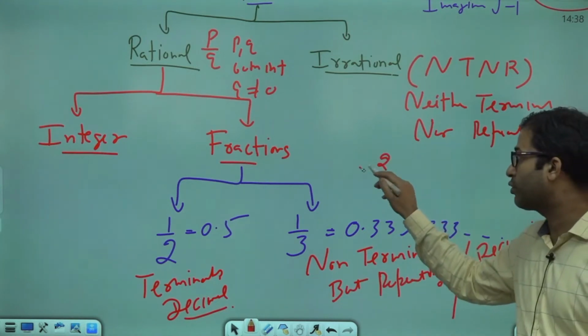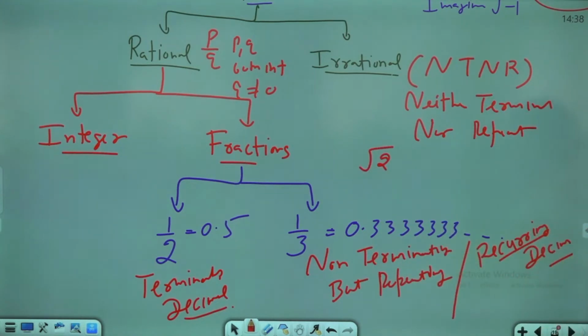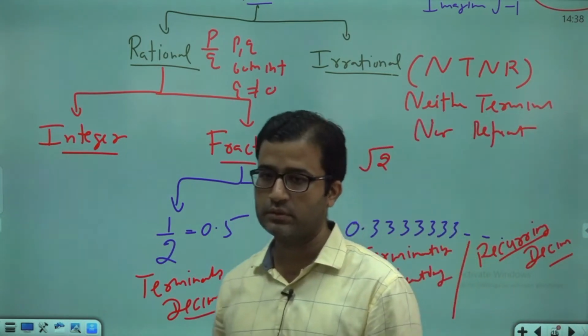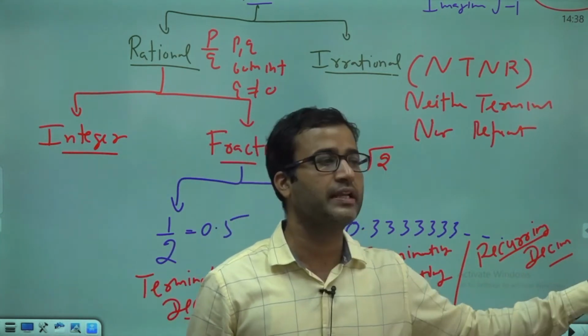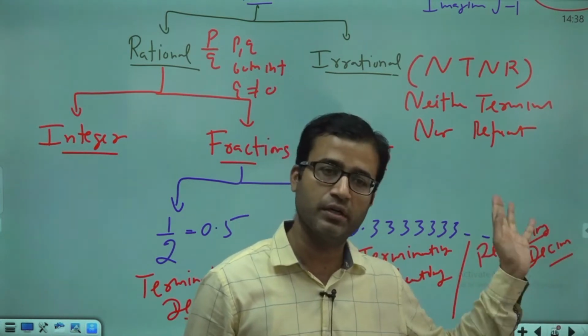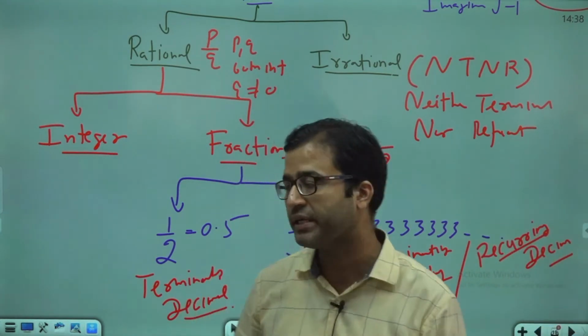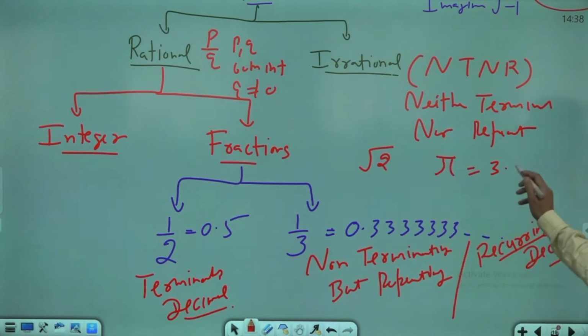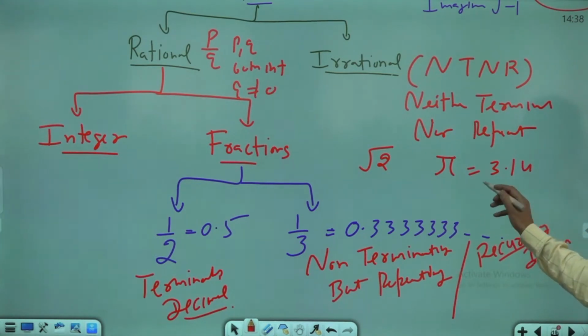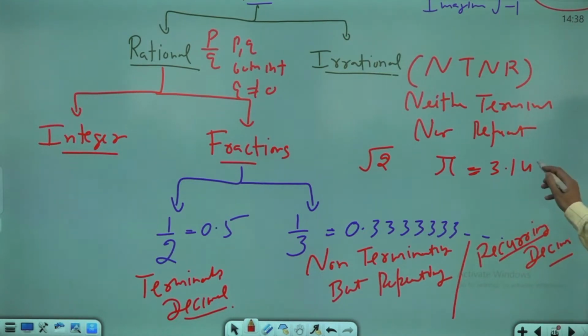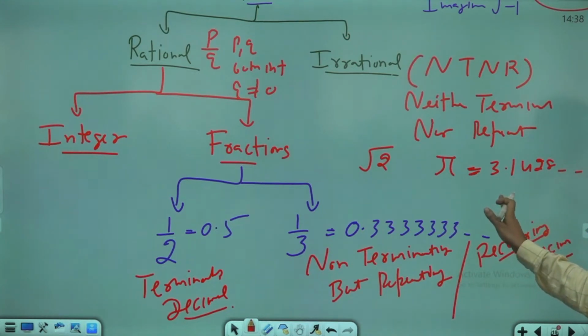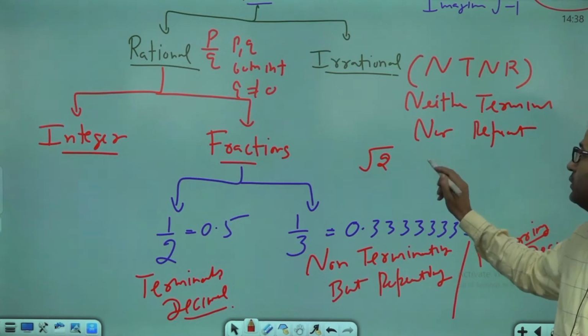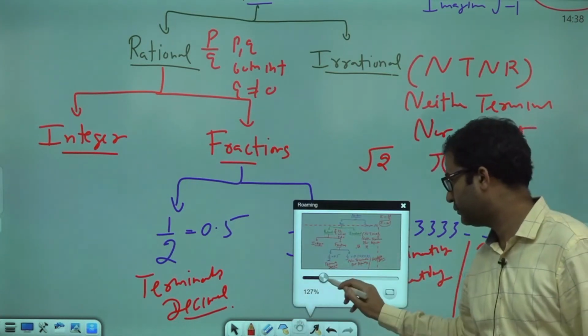When you convert under root 2 in decimal, we have remembered 1.41. But if you check, there will not be any sequence. It will neither stop nor repeat. Similarly, pi, value of pi, some students say 3.14 or 22 by 7. Its value will come 3.1428 something, but it will not repeat also. Okay. Any doubt?